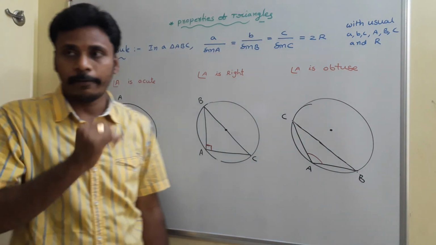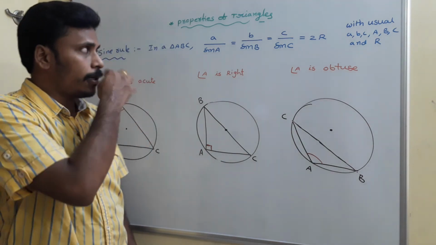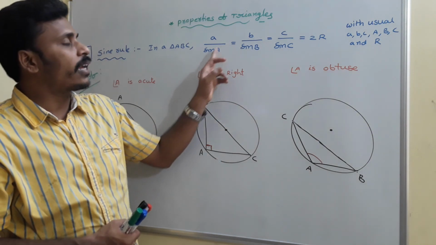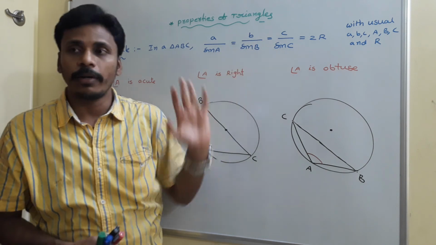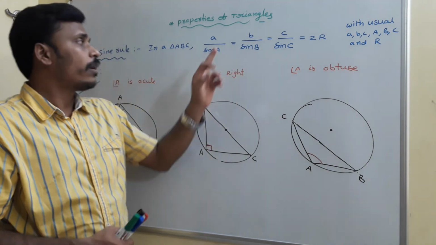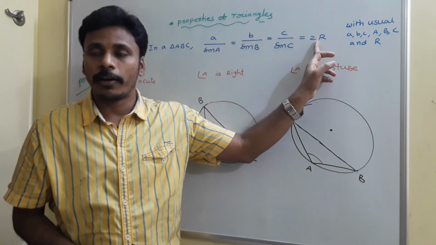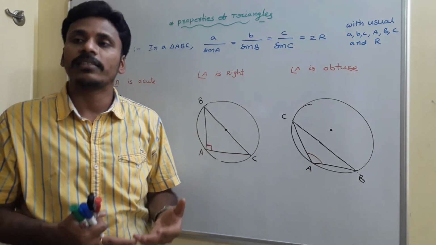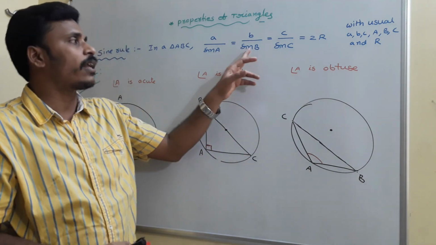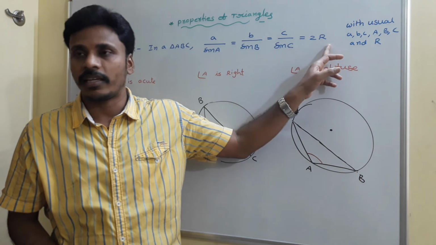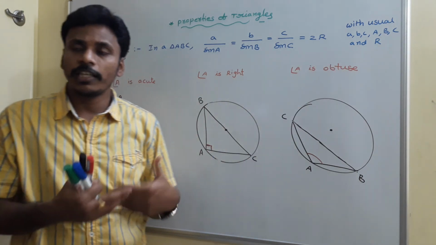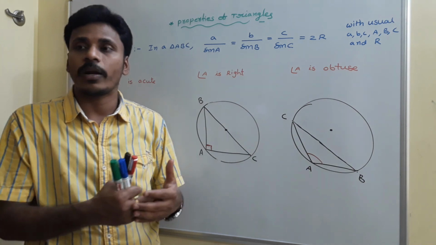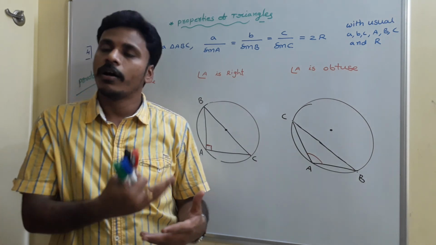That's one idea. The other thing is, if you look at a by sin A, b by sin B, c by sin C is equal to 2R, these three parts are symmetrical. So if I show a by sin A is equal to 2R, then it is easy to say that b by sin B is 2R and c by sin C is 2R. Three sides and three angles: if you prove anything for one side and one angle, then automatically it is enough for the remaining.